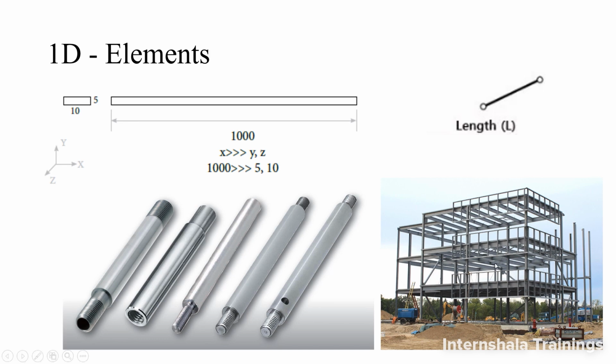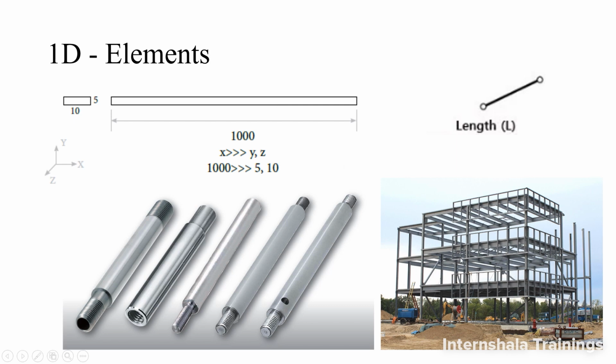Here is an example of a body where the length is 1000 mm, but the dimensions, width and height, are 10 by 5. So these 10 and 5 are very small when compared to the length. Such types of geometries can be idealized with 1D elements. For example, see here, there is a long shaft. This particular shaft can be analyzed using 1D elements.